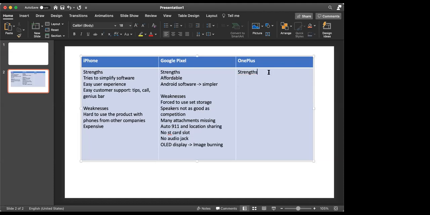So for the OnePlus, a lot of the hardware that's in their phones is going to be basically top notch, what's new during the years. And like Google, they're running a simpler Android, basically stock Android, that's what it is. Okay. And again, it's still in that affordable price range as well.